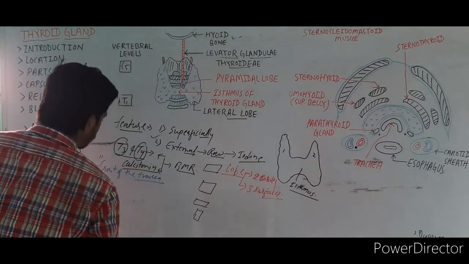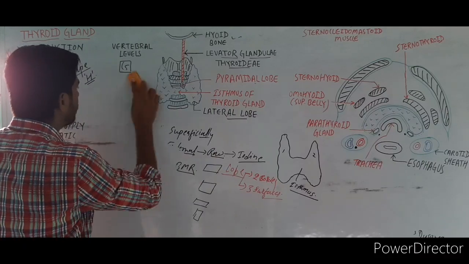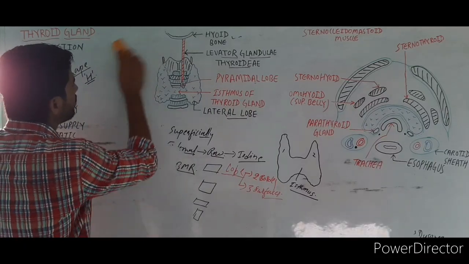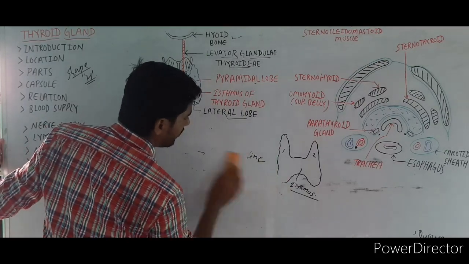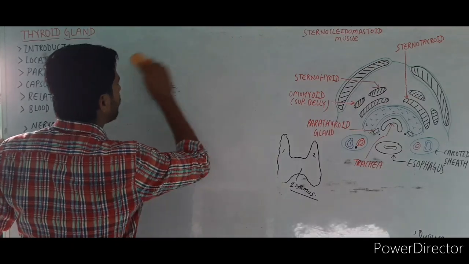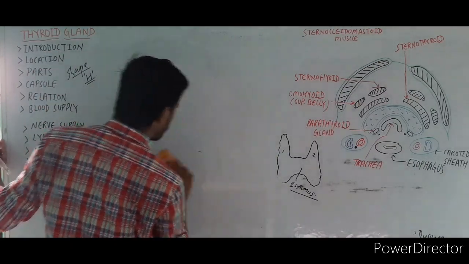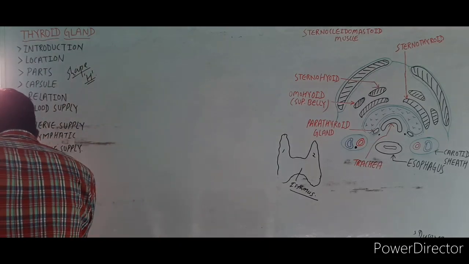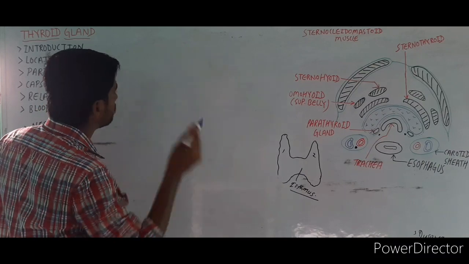Now we have to know about capsules. This is the vertebral level, C5 to T1. The thyroid gland is covered by two capsules. One is the false capsule and the second is the true capsule, right? So we have to see the false capsule and the true capsule.